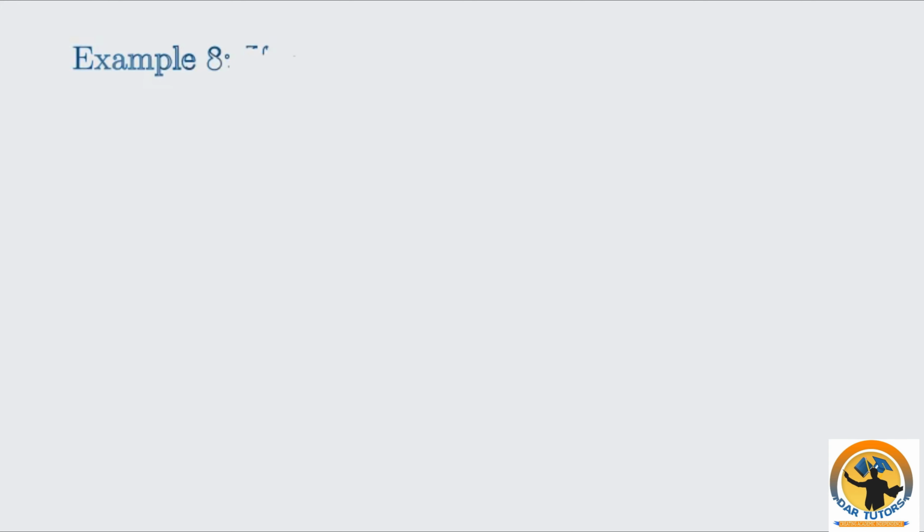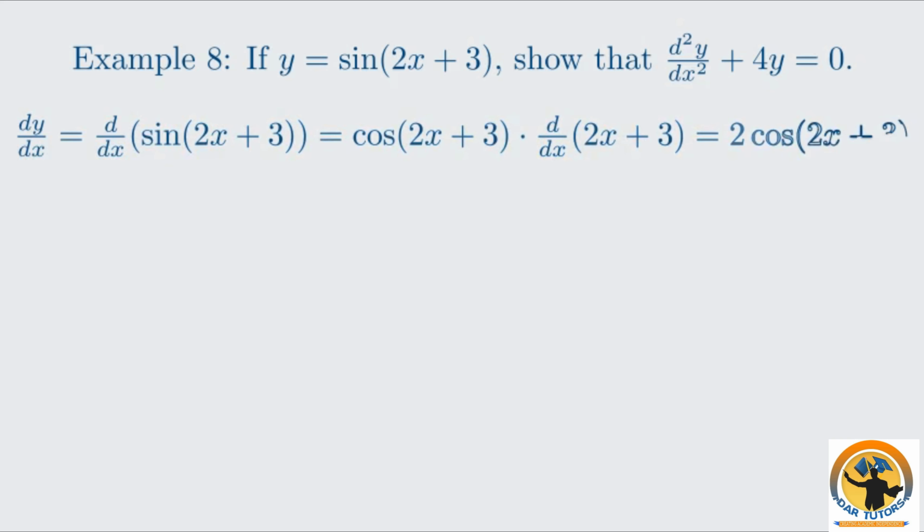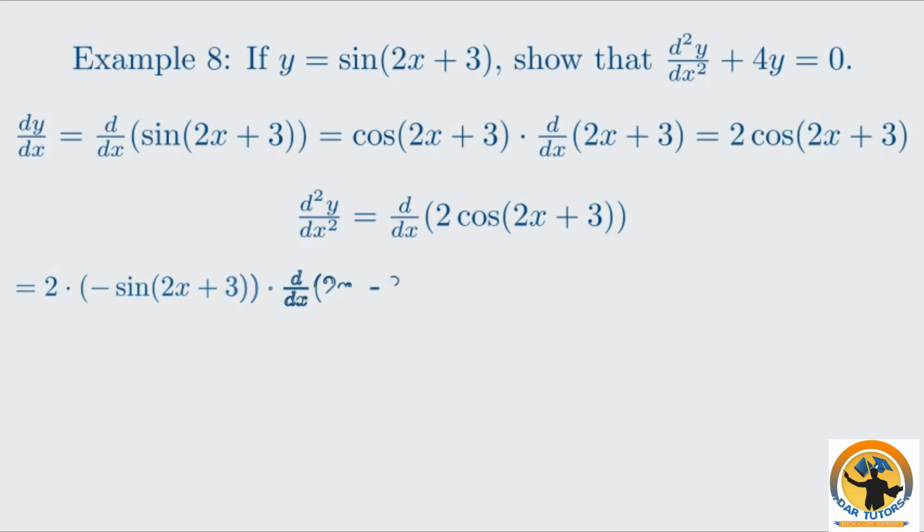If y equals sin of 2x plus 3, show that the second derivative plus 4y equals 0. To do this, we need to find the first and second derivatives of y. Using the chain rule, the first derivative, dy/dx, is 2 times cos of 2x plus 3. Now we differentiate this to find the second derivative. The second derivative, d squared y over dx squared, is the derivative of 2 cos of 2x plus 3. Using the chain rule again, this is 2 times negative sin of 2x plus 3 times 2, which simplifies to negative 4 sin of 2x plus 3.